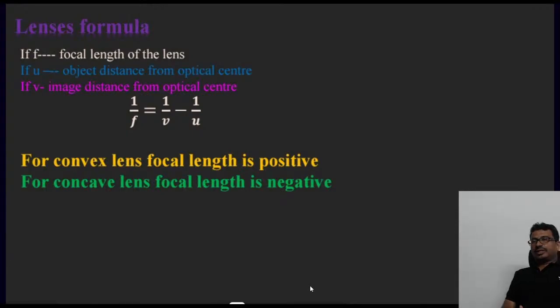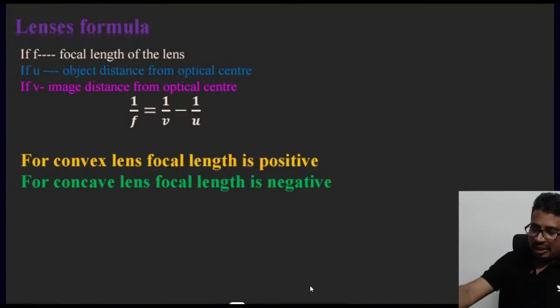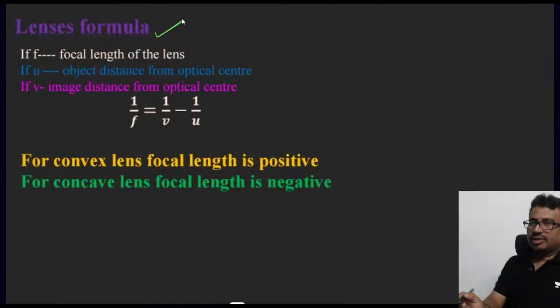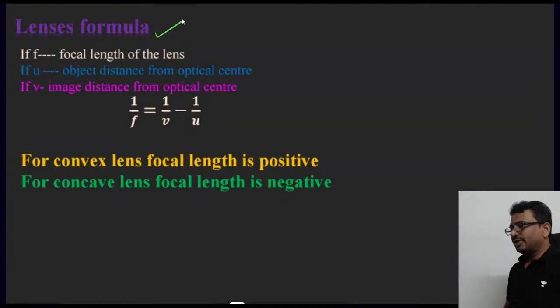Earlier we have seen the mirror formula, but here it is the lens formula. We want to find the image distance, so because of the lenses, we have to use the lens formula: 1 by f is equal to 1 by v minus 1 by u. In the mirror formula, we have 1 by f is equal to 1 by v plus 1 by u. Plus is there, but here we have a minus sign.